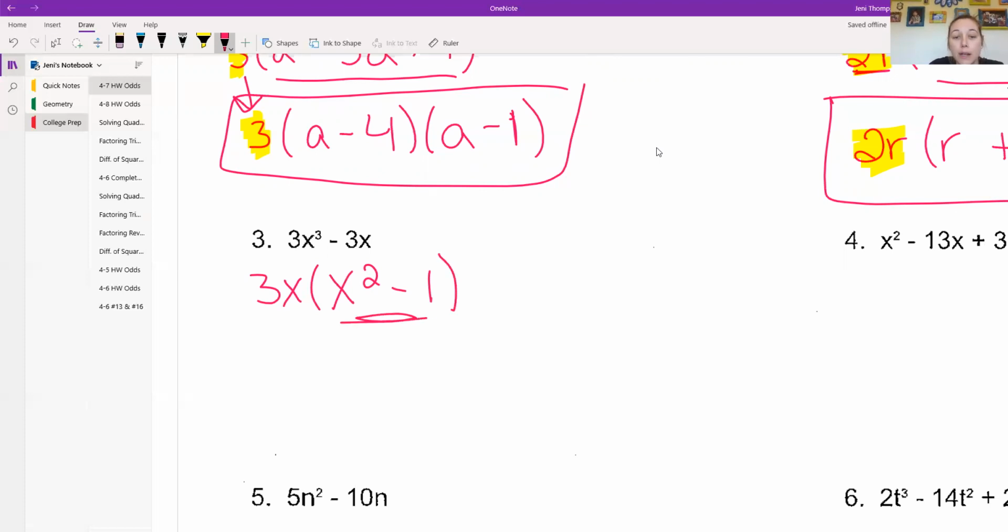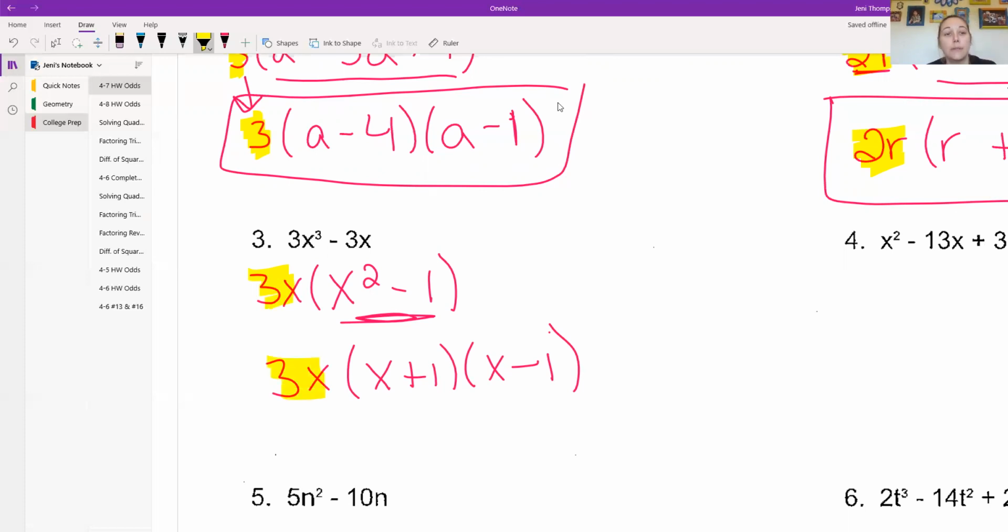We get a difference of squares, don't we? And we know our trick there. x plus 1, x minus 1. There we go. And our greatest common factor that we factored out at the beginning hangs with us in the end too. Here's our final answer.